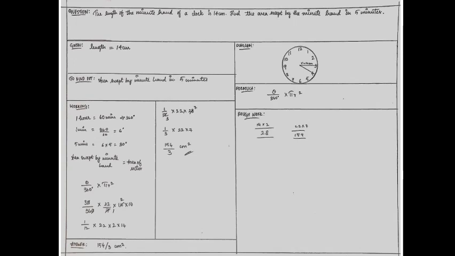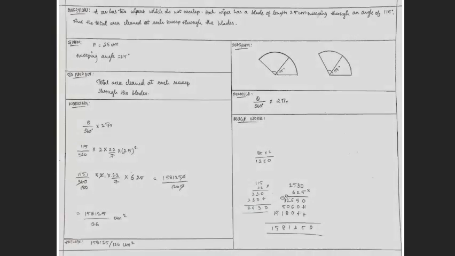So area swept by minute hand is equal to area of sector. We are going to use the formula area of sector, theta by 360 degree into pi r square. So theta, we have mentioned that it is 30 degree, and then if we simplify and substitute the values, we get the final answer as 154 by 3 centimeter square.